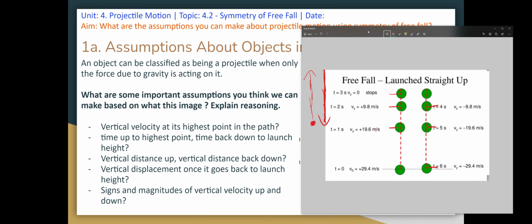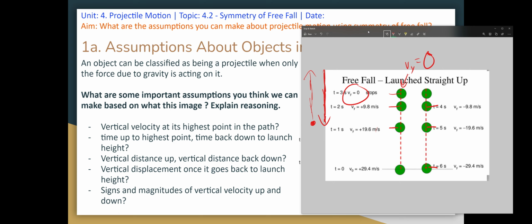And so the first assumption, you see on the right-hand side, the first dash says, what is something you can assume about your vertical velocity at its highest point in its path? At the highest point in its path, my vertical velocity will be 0.